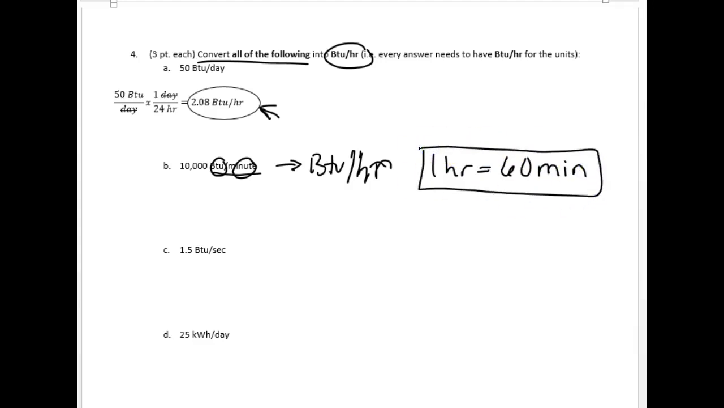So use your same technique. You write down the quantity as a fraction. So 10,000 BTU, and write it like that. Don't write it like this.